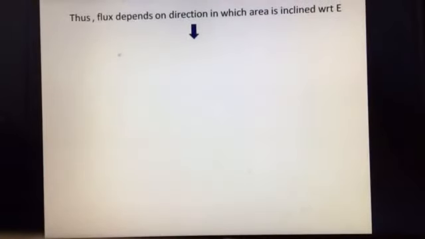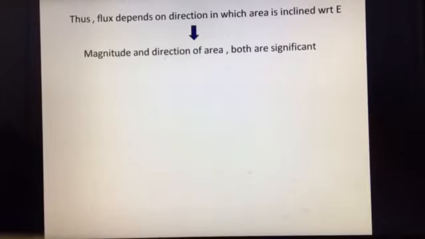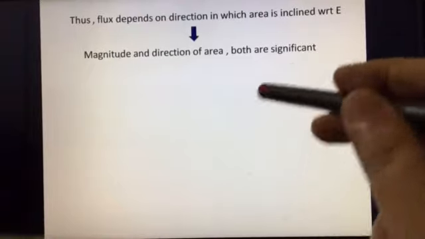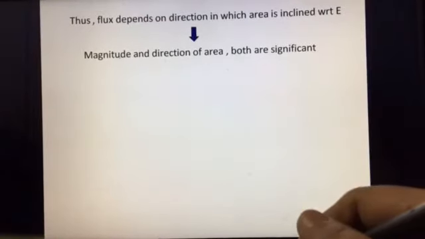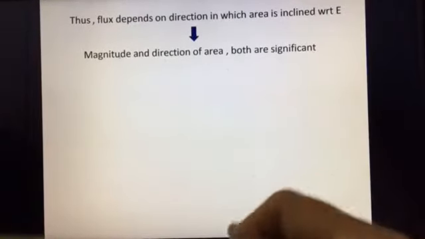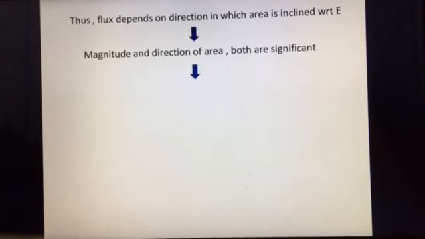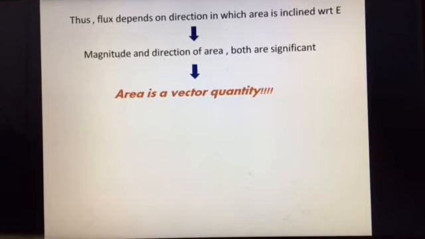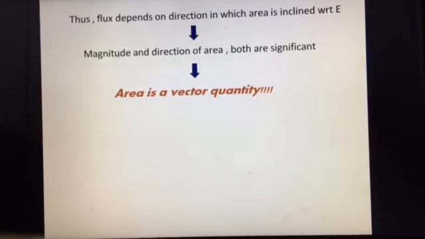We saw that flux depends on the direction in which the area is inclined with respect to E. What does that mean? In the case of the small area that we were considering, the magnitude of the area and the direction of the area are both significant. What does this tell us? This tells us a very important thing, that area is a vector quantity.